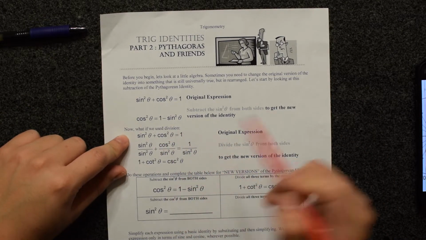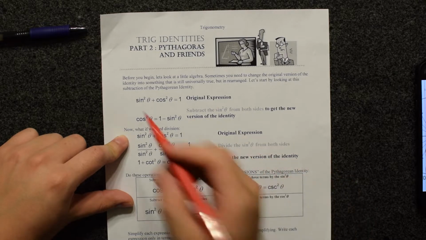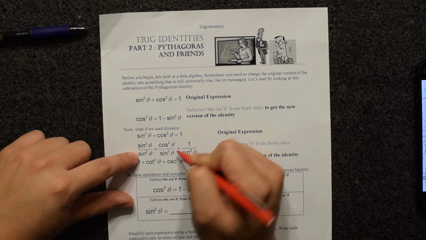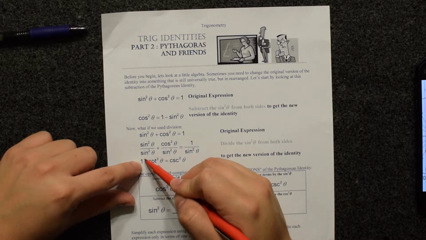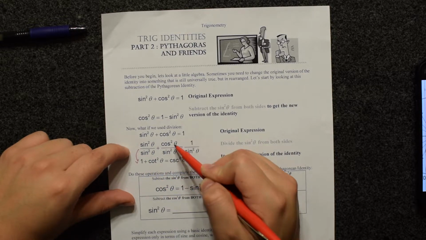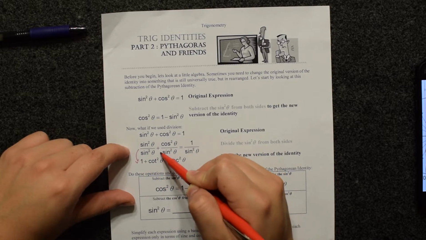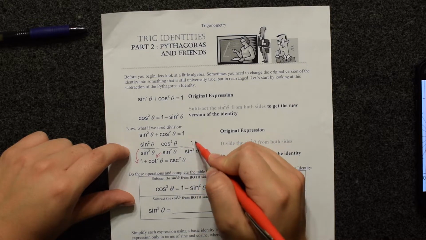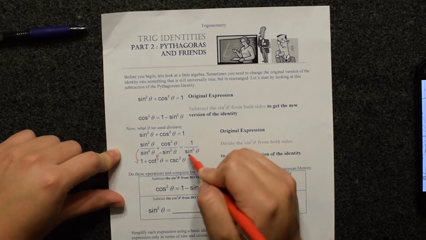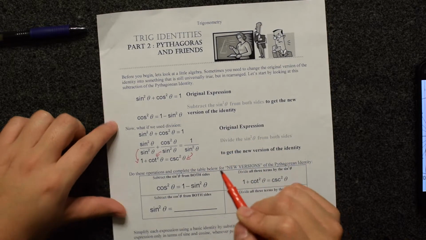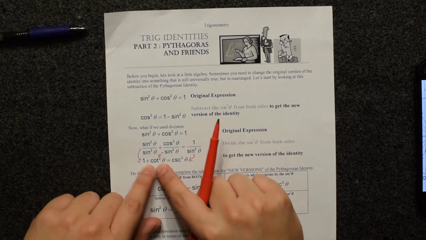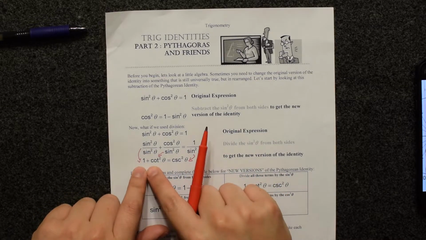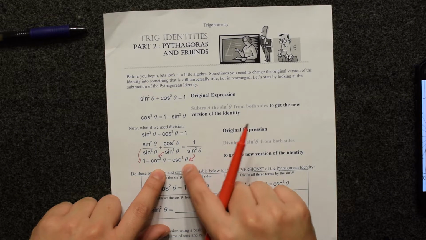If you use division over everything, I'm going to take this whole equation and divide it by, in this case, sine squared. I get sine squared theta divided by sine squared theta, which is equal to 1. Cosine squared theta divided by sine squared theta, which is equal to cotangent squared, is equal to 1 over sine squared theta, which is equal to cosecant squared. So once again, you have to follow your rules. What you do to one side, you do to the other, which we did. But it gave us a completely new trigonometric identity. 1 plus cotangent squared theta is equal to cosecant squared theta.